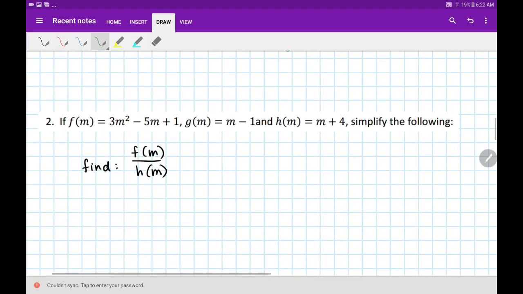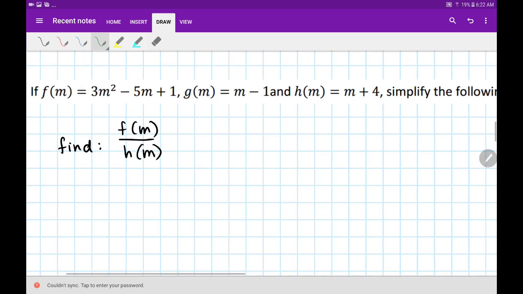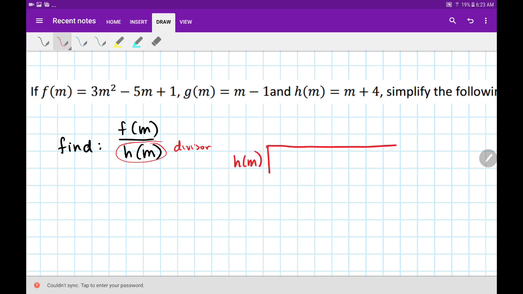Number 2 says, okay, here's f, g, and h of m, and we want to find f of m divided by h of m. So the thing I'm dividing by, so I'm doing f of m divided by h of m, this would be my divisor, so that goes on the outside. It's kind of like h of m is out here, and then f of m is inside. Now, I don't want to write it like this. I'm going to go ahead and replace it immediately. My divisor is m plus 4, and f of m is 3m squared minus 5m plus 1.